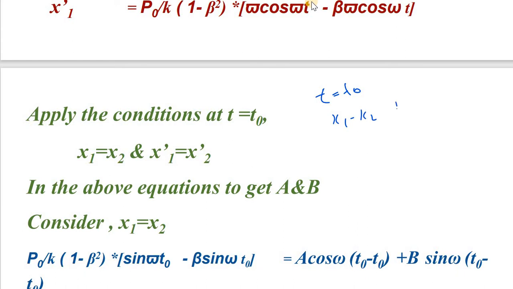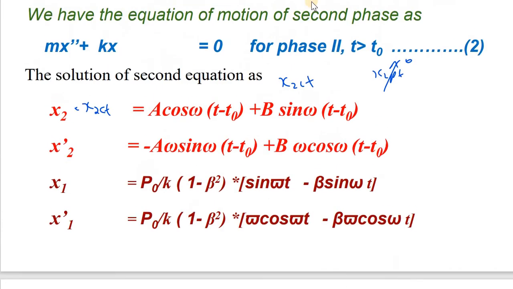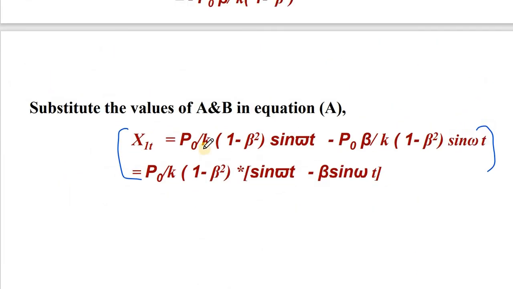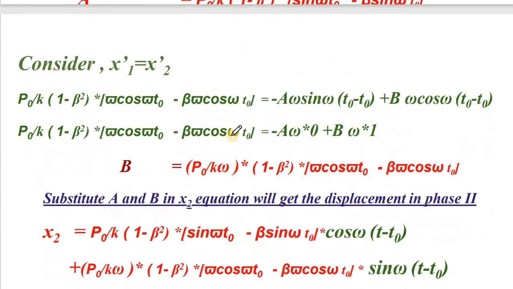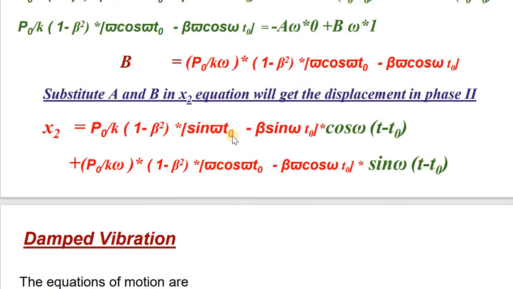x1 is equal to x2 and x1 dot is equal to x2 dot. So I need to consider both equations, x1 and x2, and taking the derivatives I can find out a and b. By finding a and b, by substitution I will get my final equation x2. The same procedure is being followed everywhere, but you need to understand that many terms are increasing here.